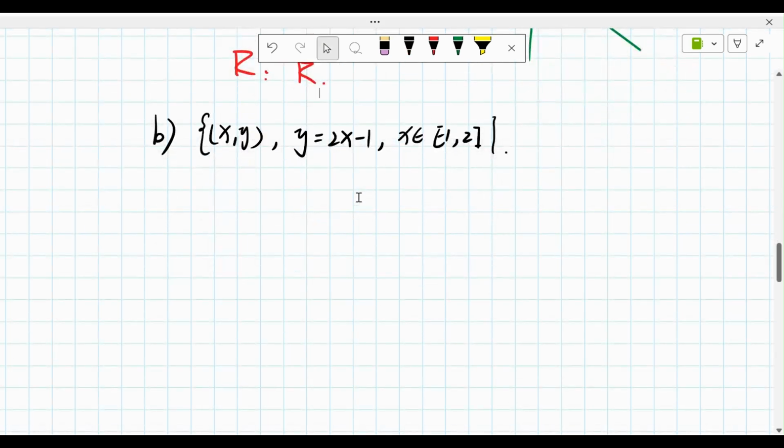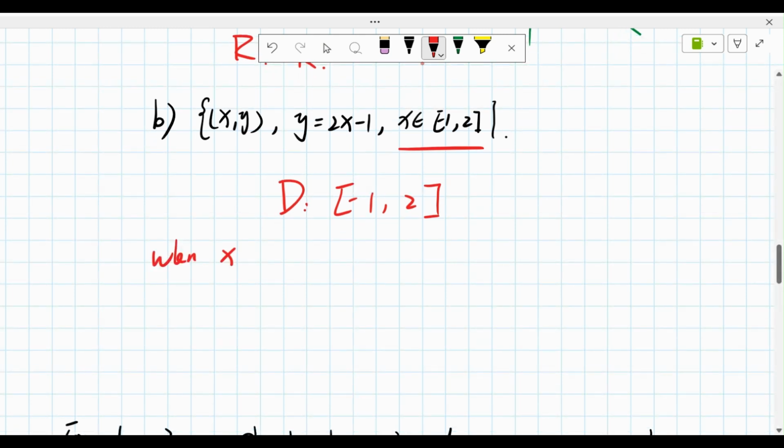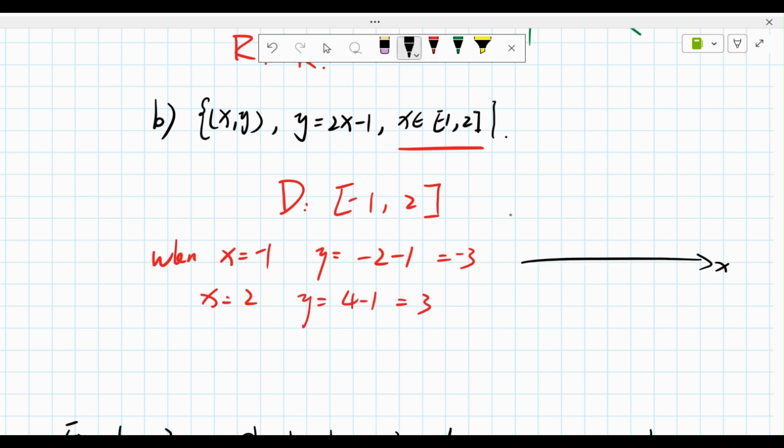Sometimes the domain is actually given to you, for example negative 1 to 2, sorry, my mistake, both including negative 1 and 2. If we draw the graph, when x equals negative 1, y equals negative 2 minus 1, which is negative 3, and when x equals 2, y equals 4 minus 1, which is 3. Then if we draw the graph, it'll be like this one.